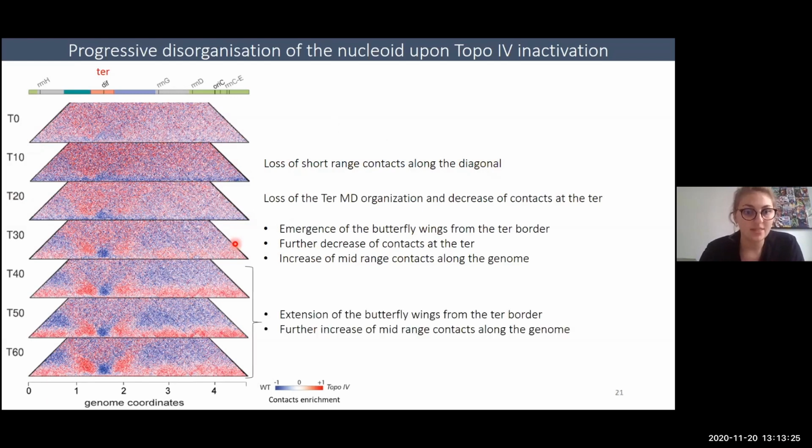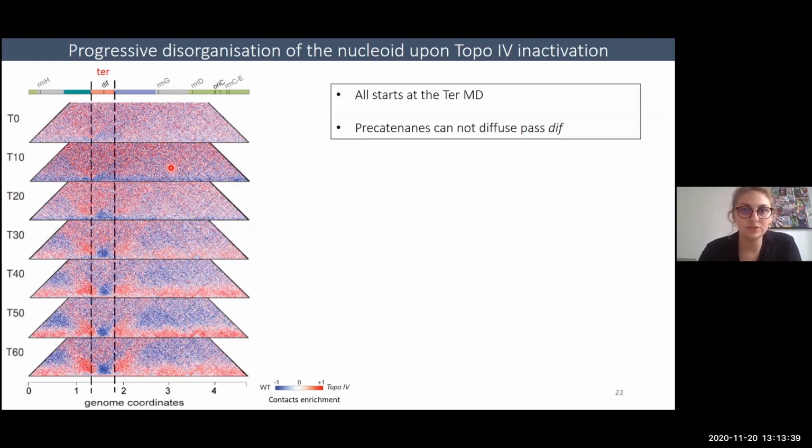Then up to 60 minutes, you have a further extension of the butterfly wings, so they seem to grow out of the TER domain, and a further increase of mid-range contact along the genome. So these patterns really seem to emerge from the TER domain. So it seems to start at the TER domain.